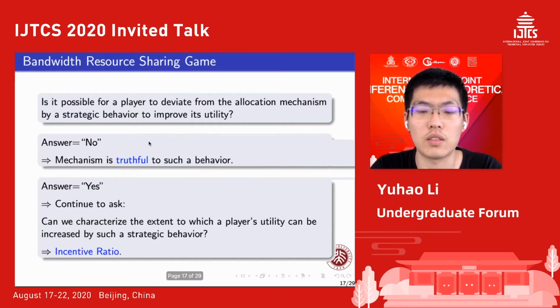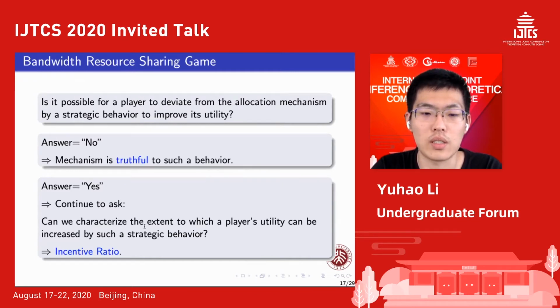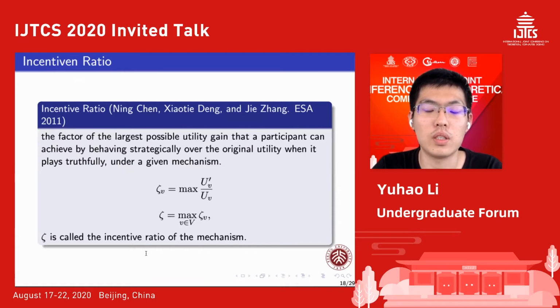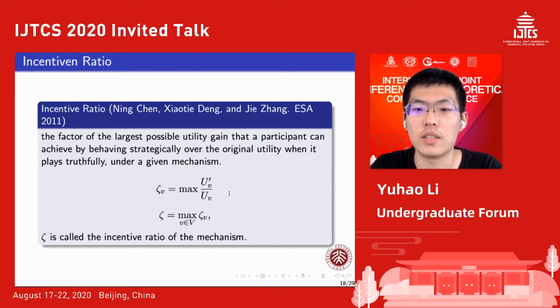But we should not just stop here. We can continue to ask, can we characterize the extent to which a player's utility can be increased by such strategic behavior? So here is a concept called the incentive ratio. The concept of incentive ratio was proposed by Ning Chen, Xiaotie Deng, and Jie Zhang in 2011. Formally, it is defined as the factor of the largest possible utility gain that a participant can achieve by behaving strategically over the original utility when it plays truthfully under a given mechanism.